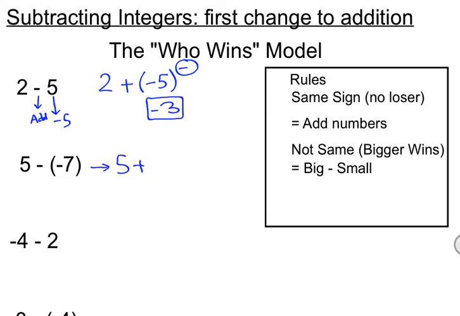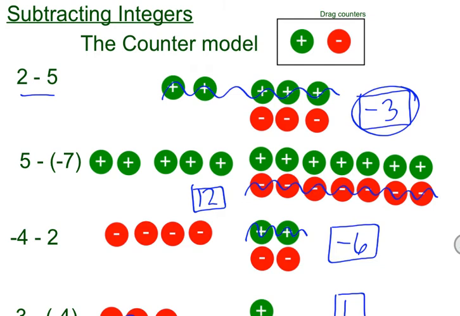So subtracting is adding the opposite. So I'm going to add the opposite of negative 7. The opposite of negative 7 is positive 7. And I get 12. Notice that is the same answer I got here. When I add the opposite here, you can see that to take away negative 7, I have to add 7 in order to do that.